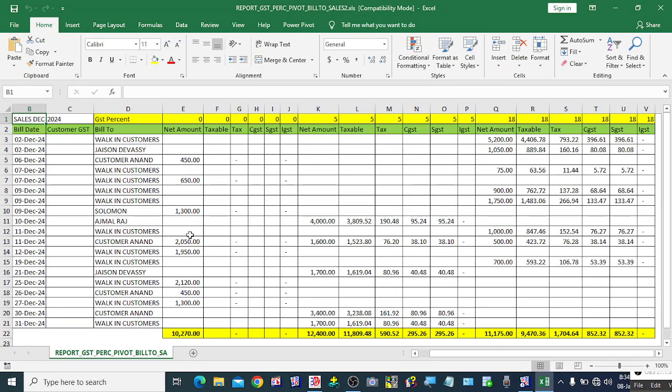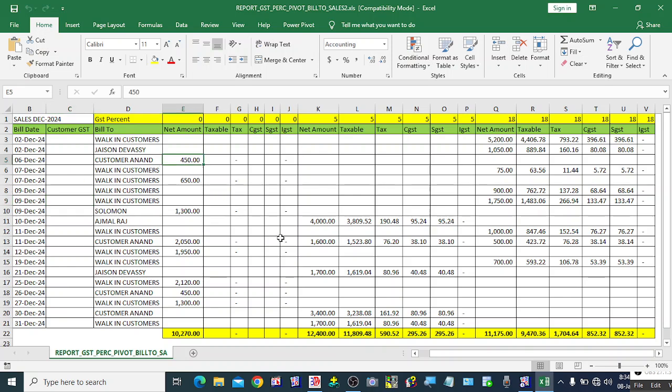Here, after exporting that GST report into Excel, you can easily format the report like this. Here we can see the date, the customer information. If you have entered the customer's GST number, that will appear automatically in this report.